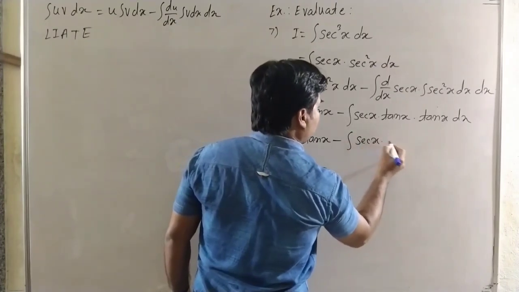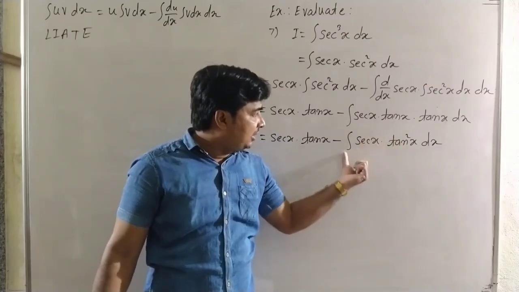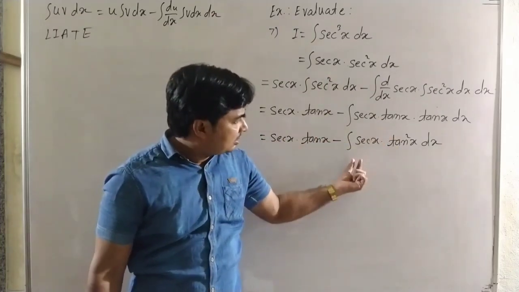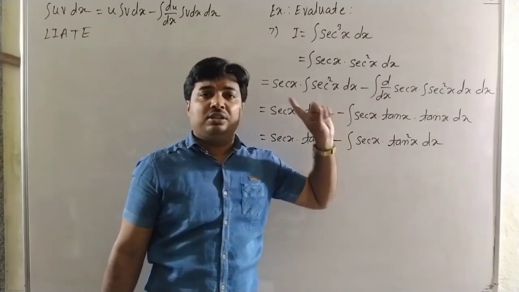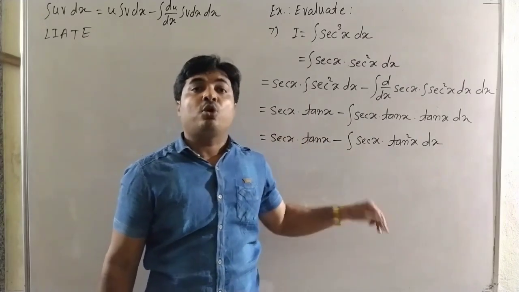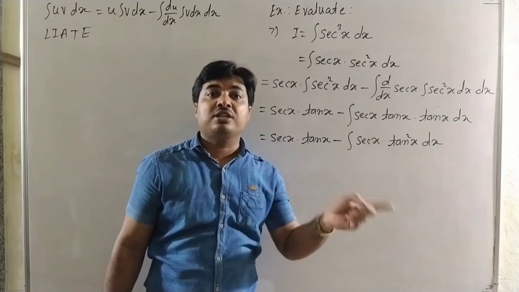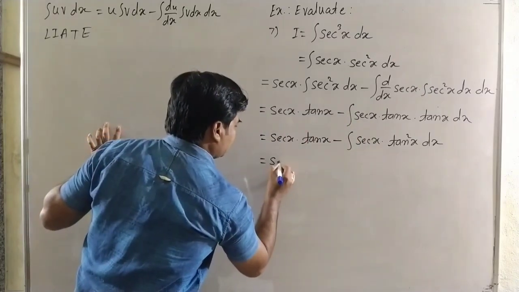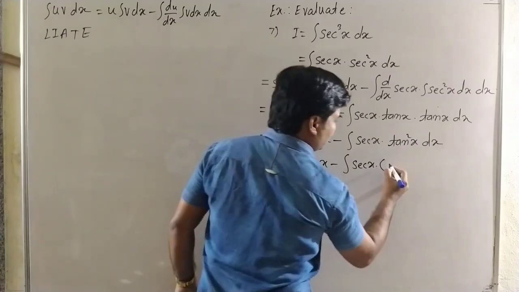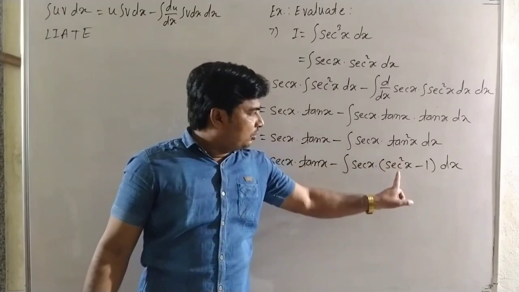the integral of sec x into tan square x dx. This integral is not of any standard type and we can't substitute, but to find the integral of sin square x, cos square x, tan square x or cot square x, we use a formula. Here it is tan square x, and the formula for tan square x is sec square x minus 1. Now it is sec x into tan x minus the integral of sec x into sec square x minus 1 dx. We use the trigonometric identity tan square x equals sec square x minus 1.